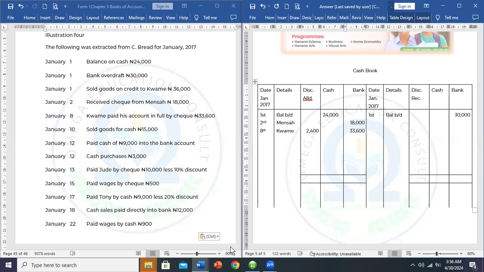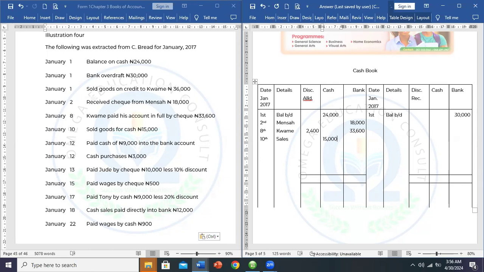Okay, so let's move on. January 10th, sold goods for cash. So the business is selling goods and receiving cash. So that should be debited because it's a receipt. So 10th January, sales. We put it under the cash, 15,000.